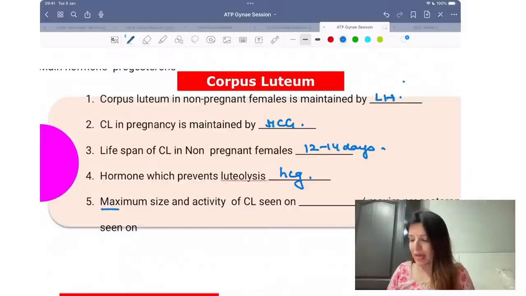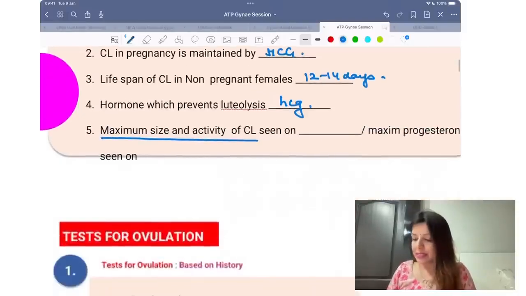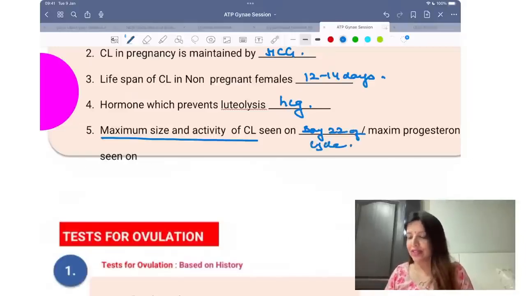When is the maximum size and activity of corpus luteum seen? This same question can be asked as, during a menstrual cycle, when are the levels of progesterone maximum? What is your answer going to be? It is going to be day 22 of the cycle. Beta, this session is also for NEET PG, and I told you I am going to do an image based session for NEET PG. I will definitely do that, right? That is 8 days after ovulation.